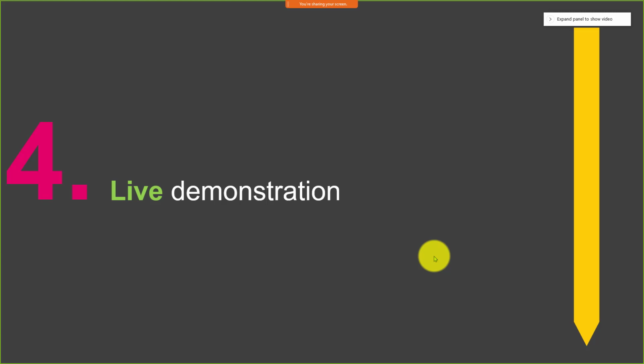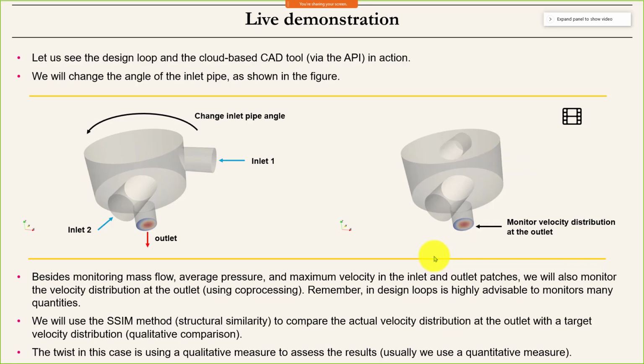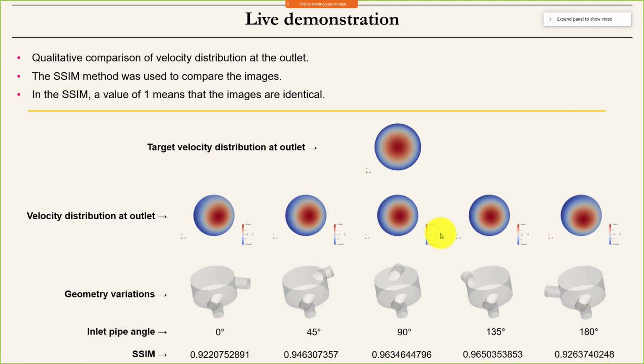So now let me do the live demonstration. Okay, this is dangerous because I hope everything will work. So basically what we're going to do, we have this geometry, okay? And we're going to change this angle, okay? And then what we want to do is find the best distribution at the outlet. But the twist that we're doing here in this optimization is that usually when you want to get the best distribution, you measure something, like the uniformity index or distortion coefficient. What we're going to do in this case is image recognition. We design here at the outlet, we want to have this velocity distribution.